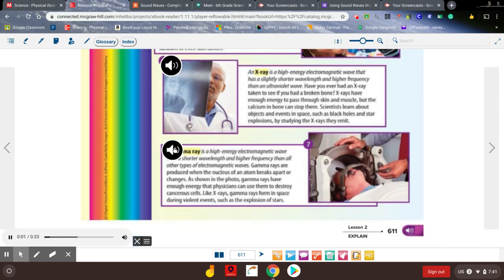Number 7. A gamma ray is a high-energy electromagnetic wave with a shorter wavelength and higher frequency than all other types of electromagnetic waves. Gamma rays are produced when the nucleus of an atom breaks apart or changes. As shown in the photo, gamma rays have enough energy that physicians can use them to destroy cancerous cells. Like X-rays, gamma rays form in space during violent events, such as the explosion of stars.